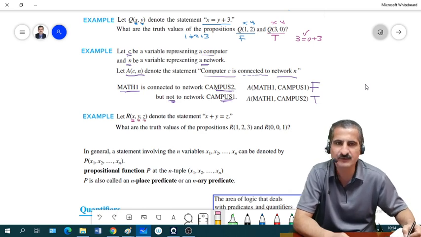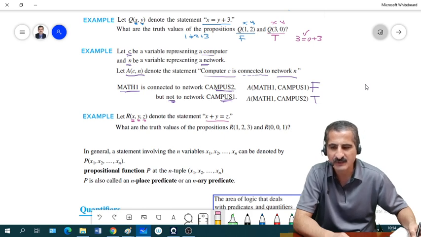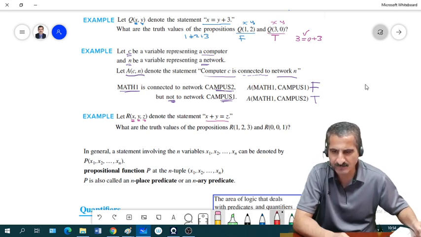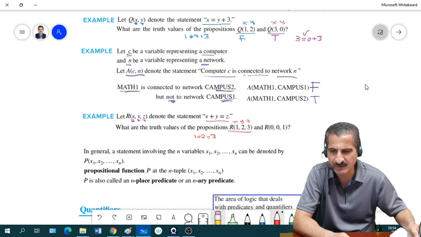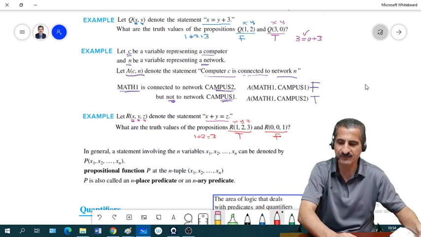Now again, propositional functions could also depend on more than two variables, for example three variables. So r of x, y, z denotes the statement x plus y equals z. Let us see. For this statement here, this is x, this is y, and this is z. Do these numbers satisfy the above equation? 1 plus 2 indeed equals 3. So the truth value of this propositional function is true, while you can check that the truth value of this propositional function for 0, 0, 1 is false.